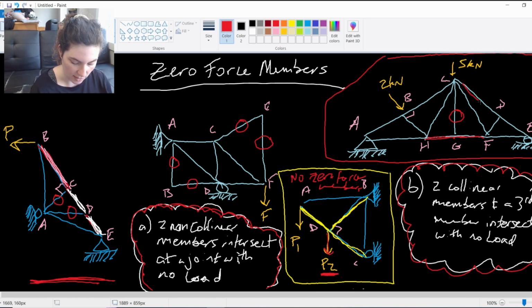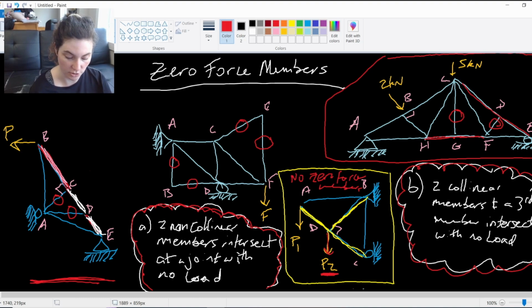Same exact concept, D to E, C to D. DF tries to bisect, zero force member, right? It's collinear. A third member tries to intersect, but there's no load. Then there's no load on DF.